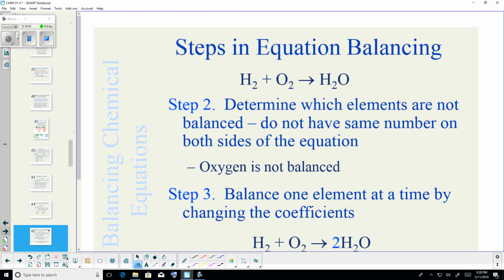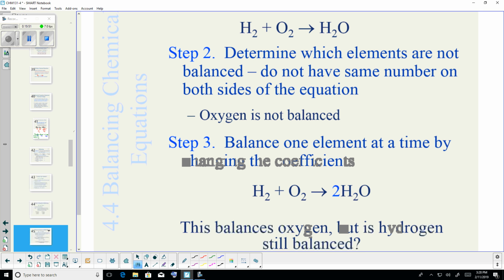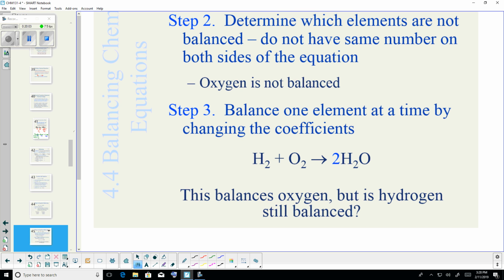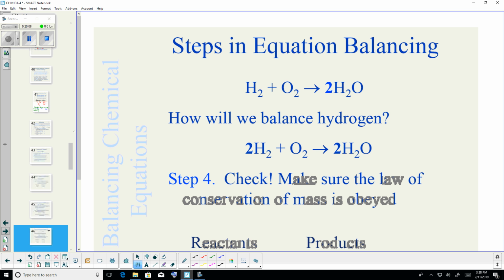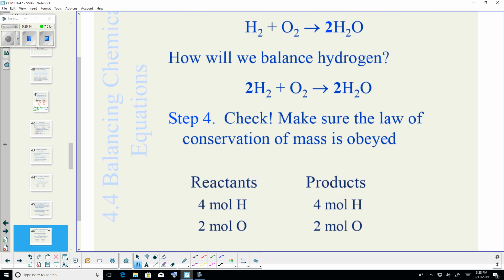Determine which elements are not balanced, do not have the same number. Oxygen isn't balanced. So we're going to change the coefficient, put the 2 in front of the H2O. So now we have 2 oxygens on both sides. But now the hydrogen's not balanced. Now we got 2 on the left, 4 on the right. So we have to put a 2 in front of the H2. Now we got 4 hydrogen on each side and 2 oxygen on both sides. So now it's balanced.